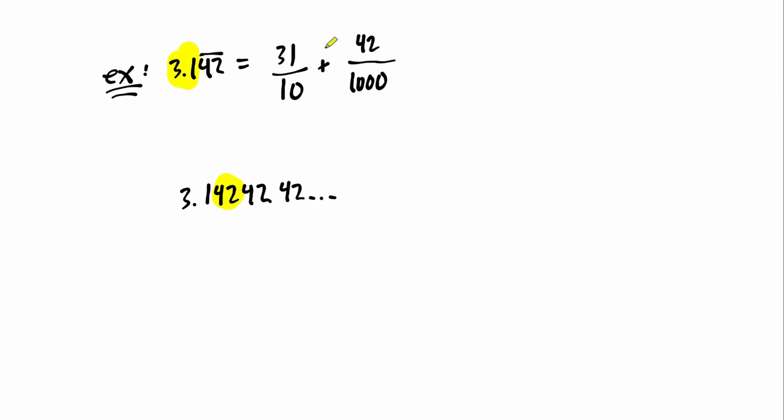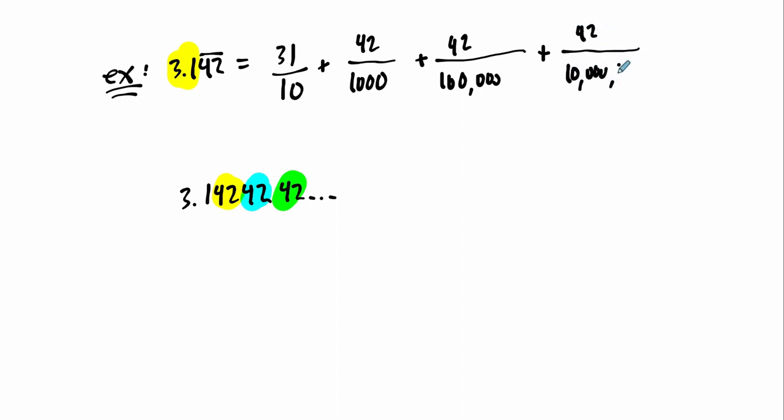Then we have our next 42. This is 1,000, 10,000, 100,000. So it's plus 42 over 100,000. Plus, let's do one more. 42, this is 100,000. Then 10 times more is 1,000,000. This is 10 million. So it's 42 over 10 million, and this goes on forever. Right? This will keep going.